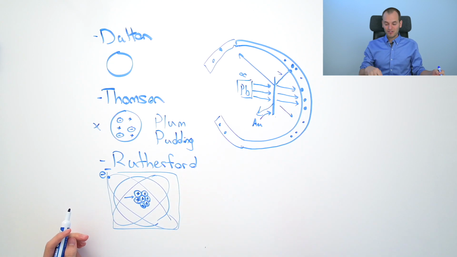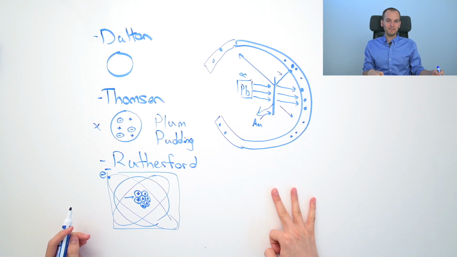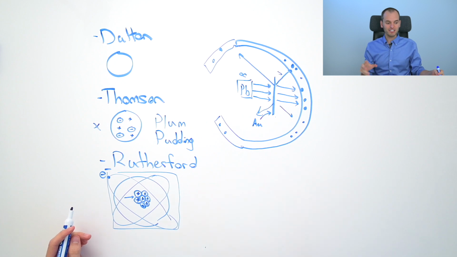So we then have these three things that happened with the alpha particles that led to three changes of the atom.